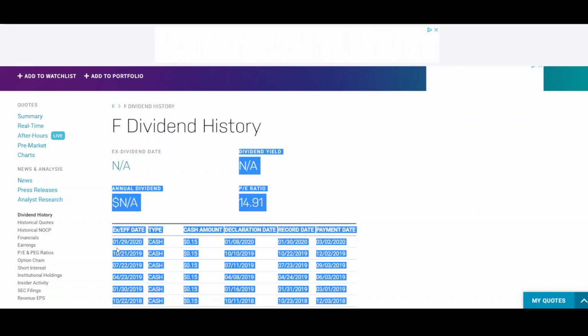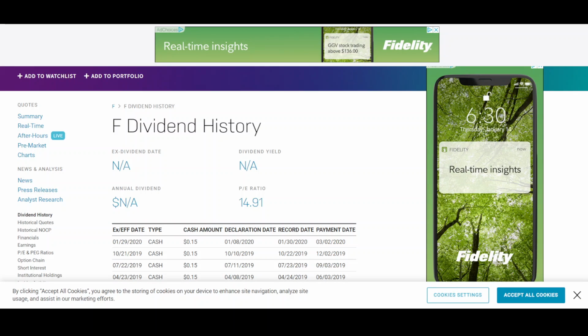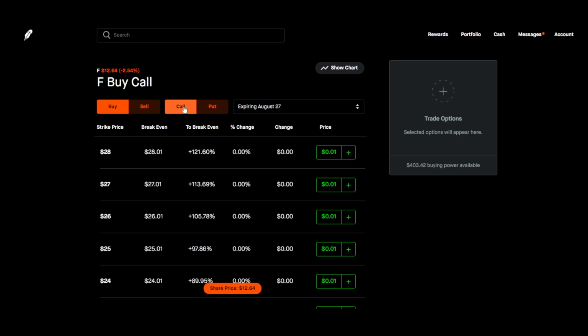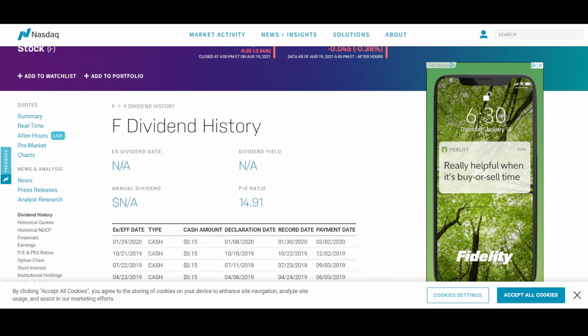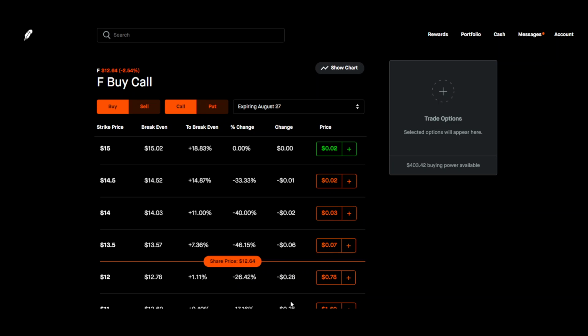And the last dividend was on 1/29/2020. So there is no dividend date, so you don't have to worry about assignment, because anytime you sell stock, calls and puts, there is risk of assignment, but we don't have to worry about that because there is no ex-dividend date. So we'll come back over here to Ford, and I'll show you how to set this up.